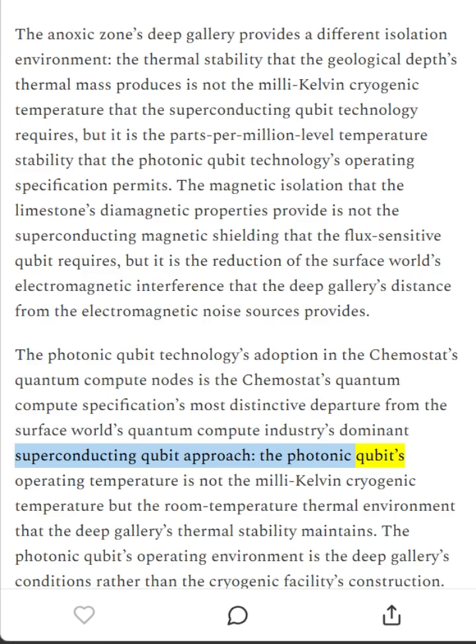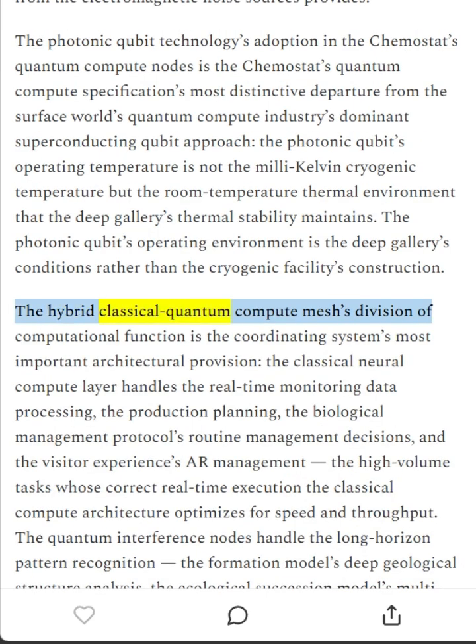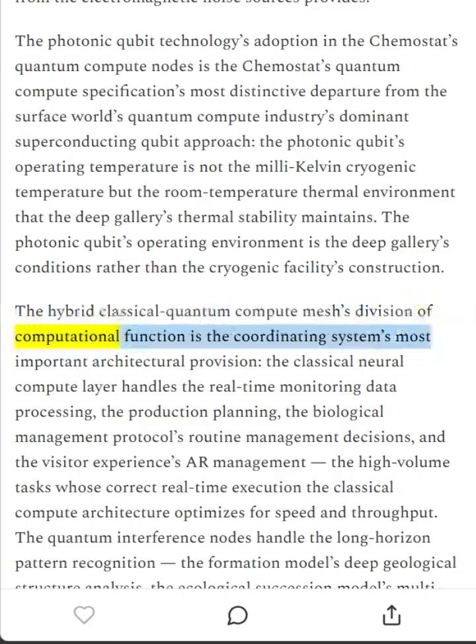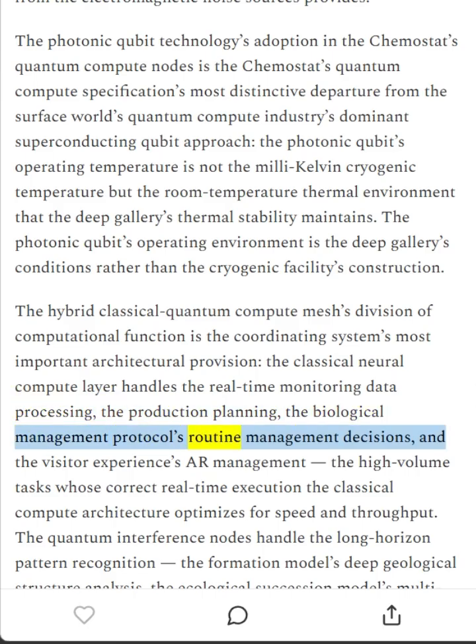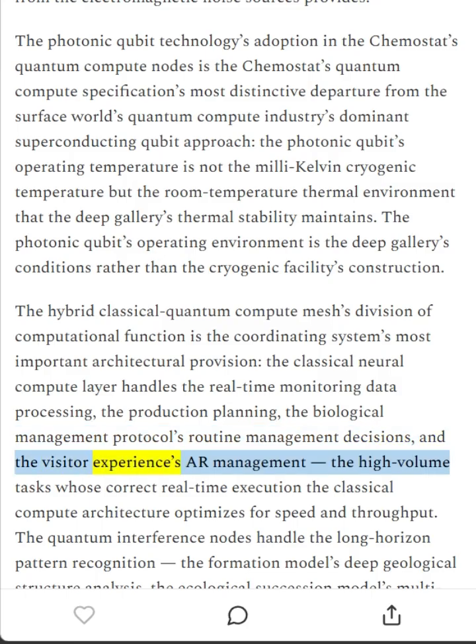The photonic qubit's operating temperature is not the millikelvin cryogenic temperature, but the room temperature thermal environment that the deep gallery's thermal stability maintains. The photonic qubit's operating environment is the deep gallery's conditions rather than the cryogenic facility's construction. The hybrid classical quantum compute mesh's division of computational function is the coordinating system's most important architectural provision. The classical neural compute layer handles the real-time monitoring data processing, the production planning, the biological management protocol's routine management decisions, and the visitor experience's AR management.